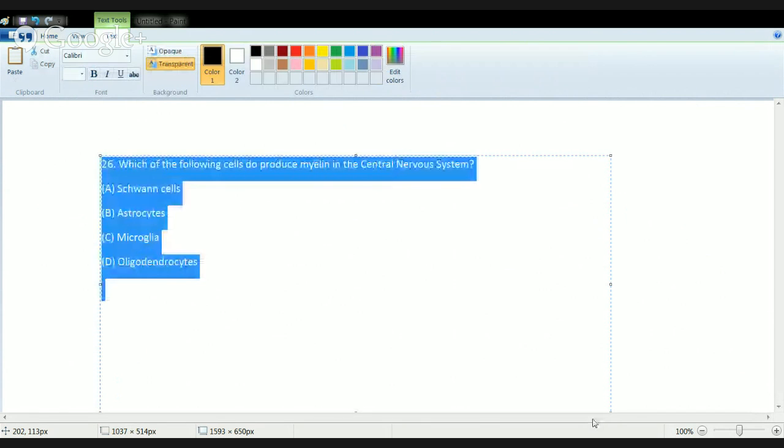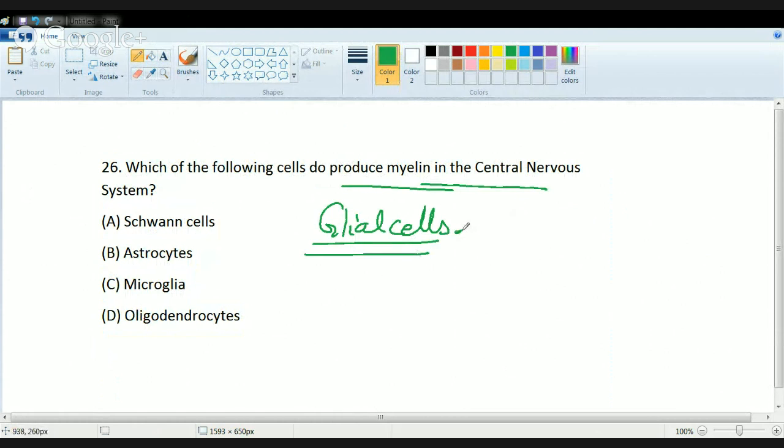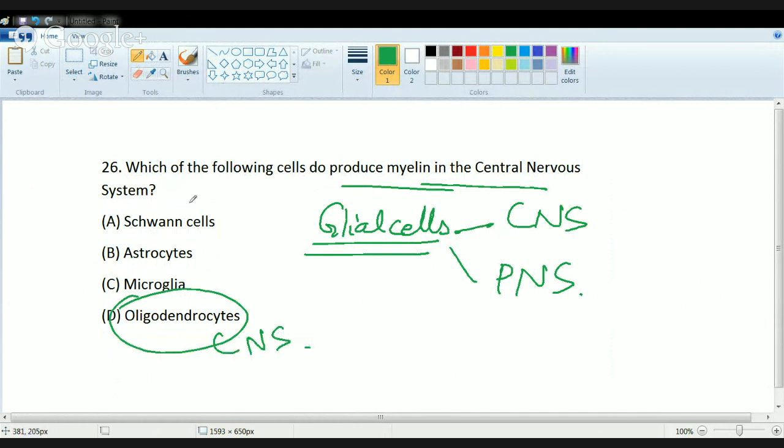It's nothing surprising here, but this is something most students usually forget or don't pay attention to. The cells that produce myelin are known as glial cells. Now these glial cells are known by different names in the CNS and PNS. In the central nervous system, they are known as oligodendrocytes, and in the peripheral nervous system, they are known as Schwann cells. So Schwann cells and oligodendrocytes both produce myelin, but Schwann cells do so in the peripheral nervous system and oligodendrocytes do so in the central nervous system.